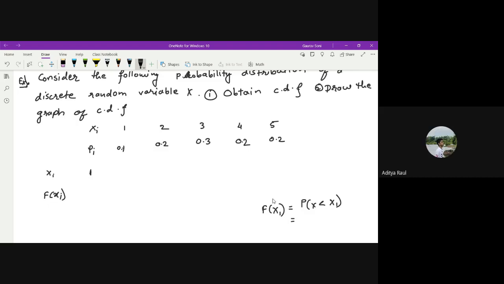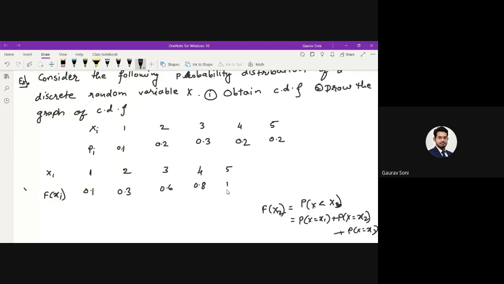0.1. For 2, 0.3. That will be 0.1 plus 0.2. So when I say x2, it is probability of x equal to x1 plus probability of x equal to x2. So that is going to be 0.3. Third, 0.6. So for x3, again one term will be added, probability of x equal to x3. Similarly, 4 will be 0.8. The fifth is 1.